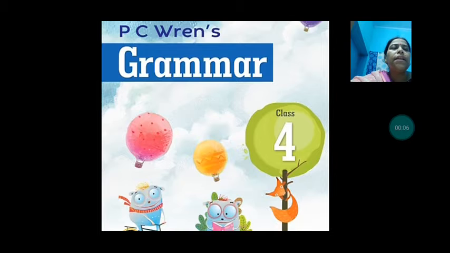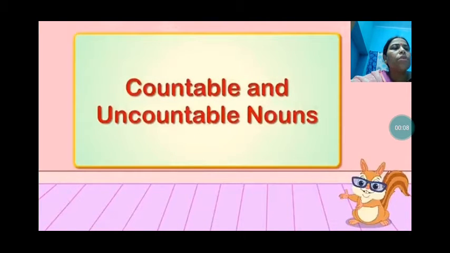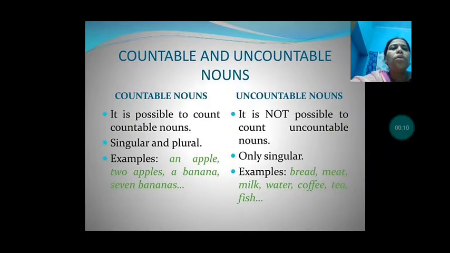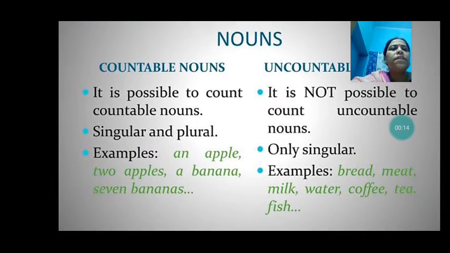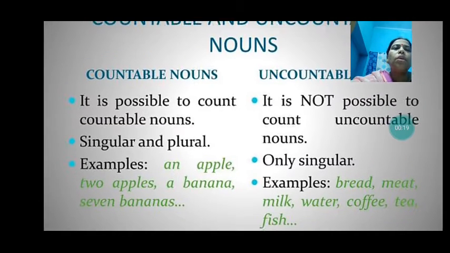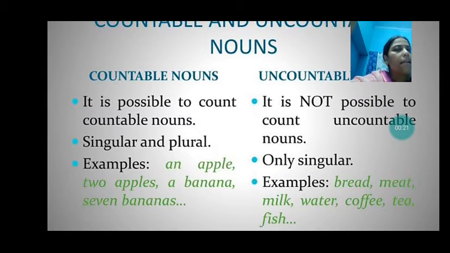So, today, children, in grammar, we are going to learn about countable and uncountable nouns. So, what are countable and uncountable nouns? First of all, we will see the countable nouns, then we will go to the uncountable nouns. So, what are countable nouns? The nouns that can be counted. It is possible to count countable nouns. They can be singular and plural. That means they can be one or more than one.